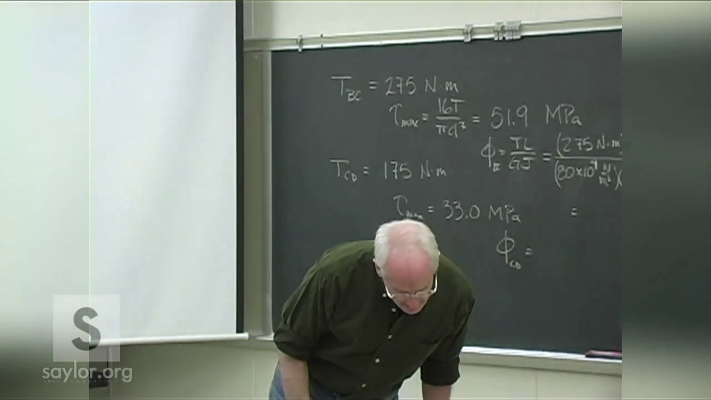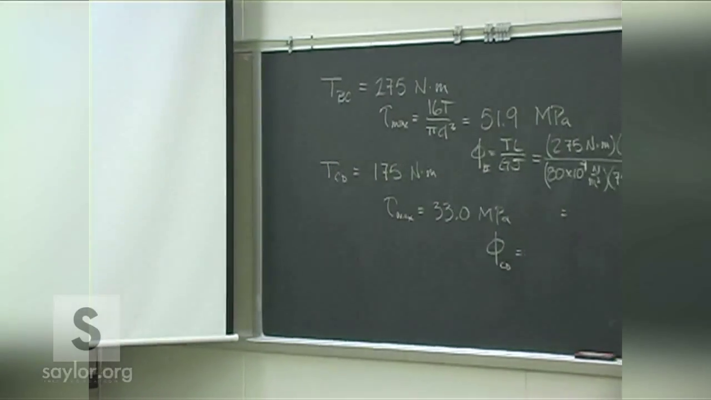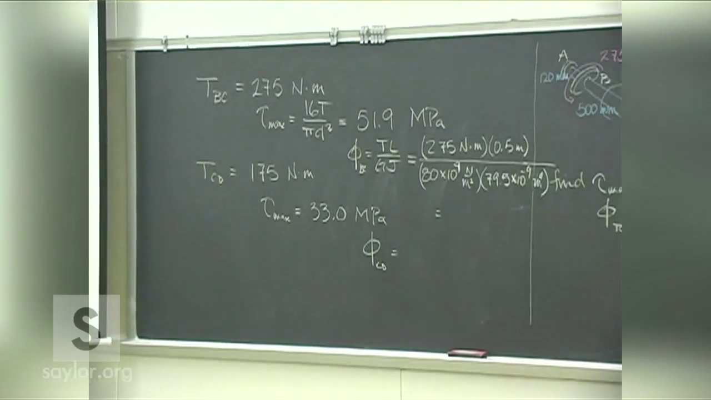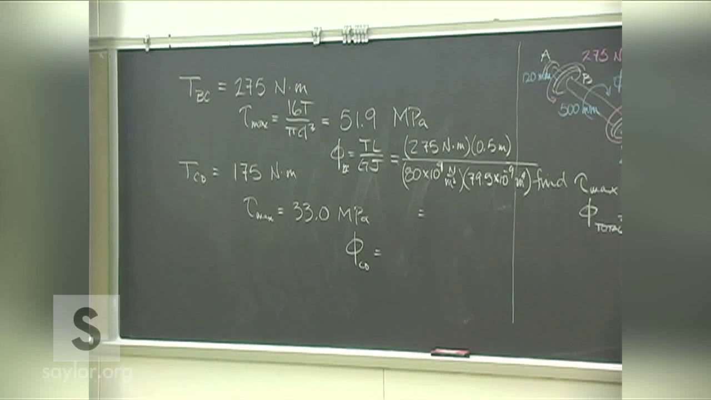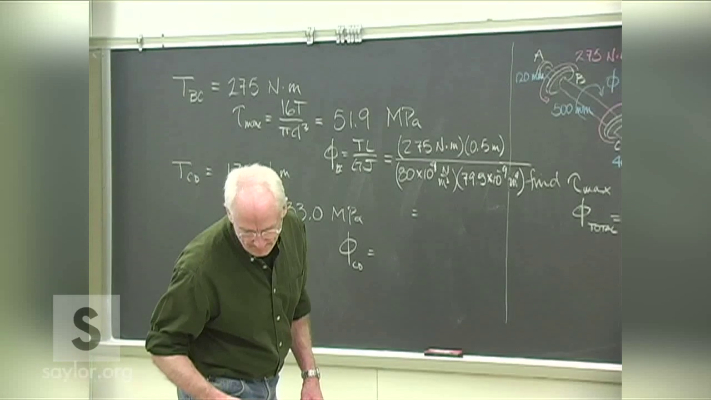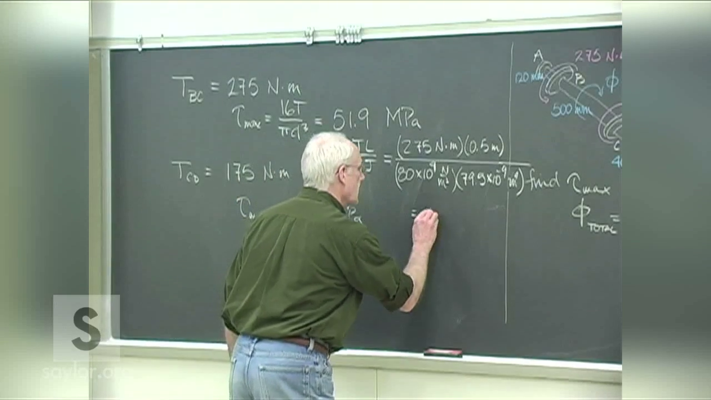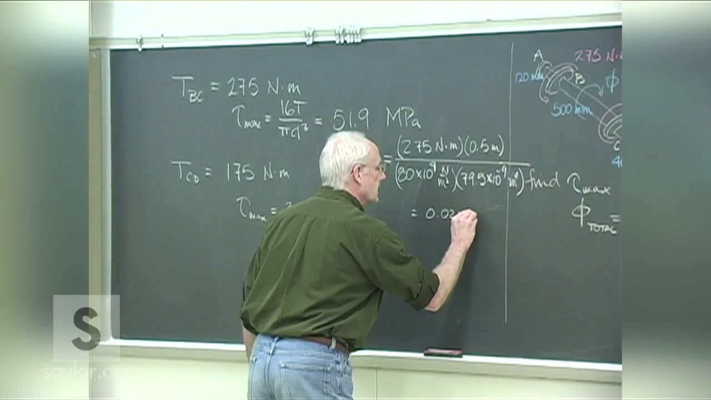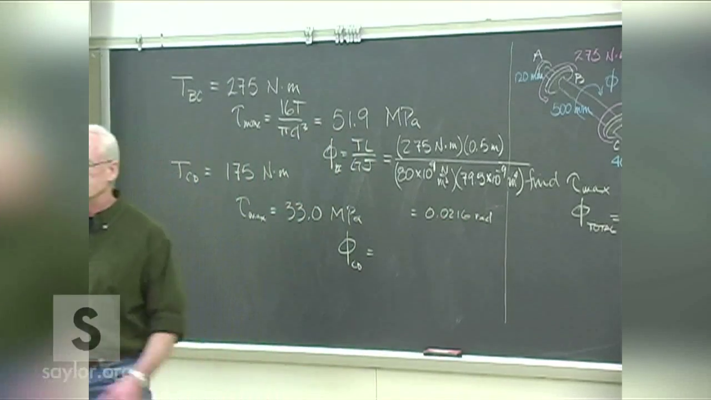Okay. Yeah, see what happens when you don't fix the little mistakes and you leave them and then find them a year later? When you take this a year from now, that same mistake will be there. So that comes out to be a little better, I hope. That comes out to be 0.0216 radians.